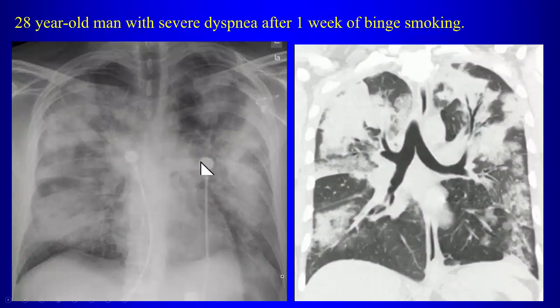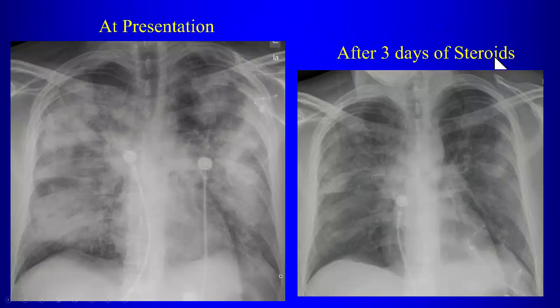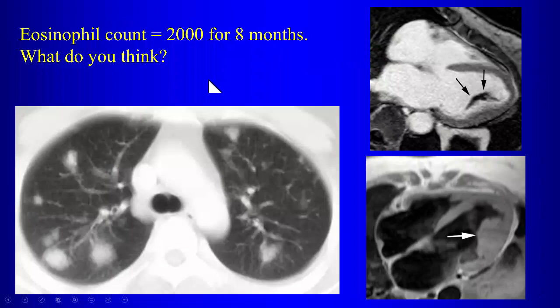So here's another example, a 28-year-old with severe shortness of breath after a week of binge smoking. See all of these consolidations. This was another case of acute eosinophilic pneumonia. And after 3 days of steroids, you can see the rapid response to steroids in this patient.